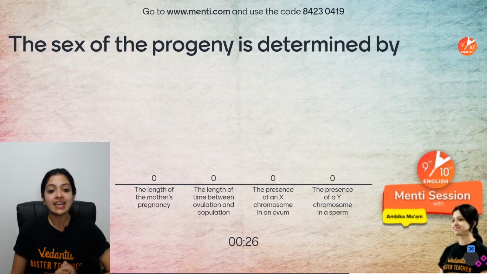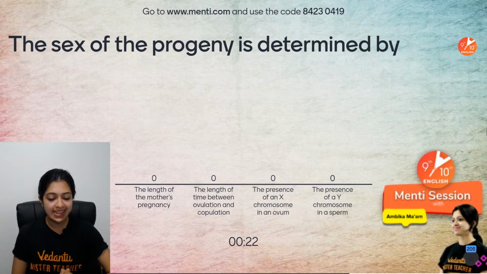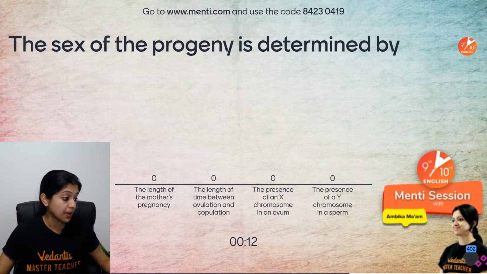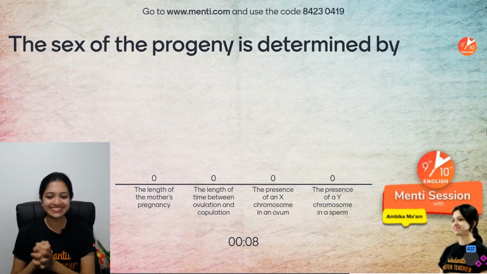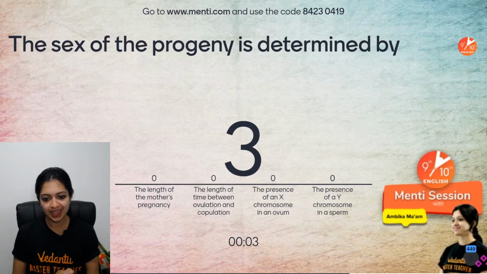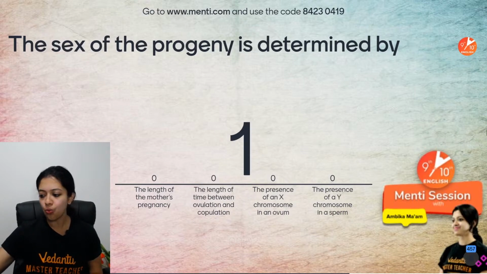Okay, right. The sex of the progeny is determined by dash. The length of the mother's pregnancy, the length of time between ovulation and copulation, the presence of an X chromosome in an ovum, the presence of a Y chromosome in a sperm. Sex of the progeny, what determines it? Yes. Okay. Last 5 seconds for you. 3, 2, 1, and go.